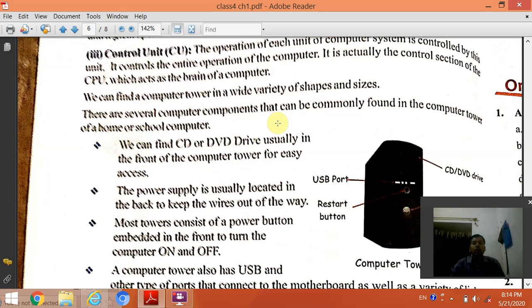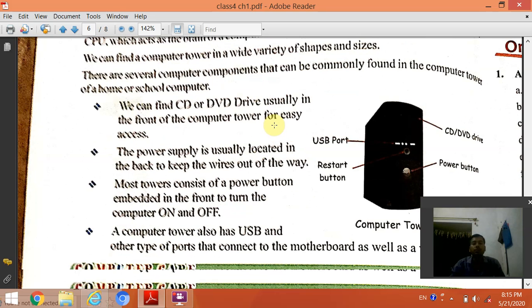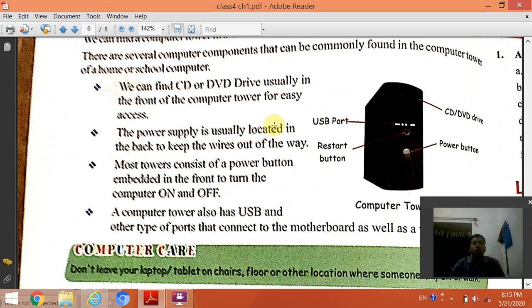We can find computers in a wide variety of shapes and sizes. There are several computer components that can be commonly found in the computer tower of a home or school computer. We can find the CD or DVD drive usually in the front of the computer tower for easy access. Within a CPU box, a CD or DVD drive is available.